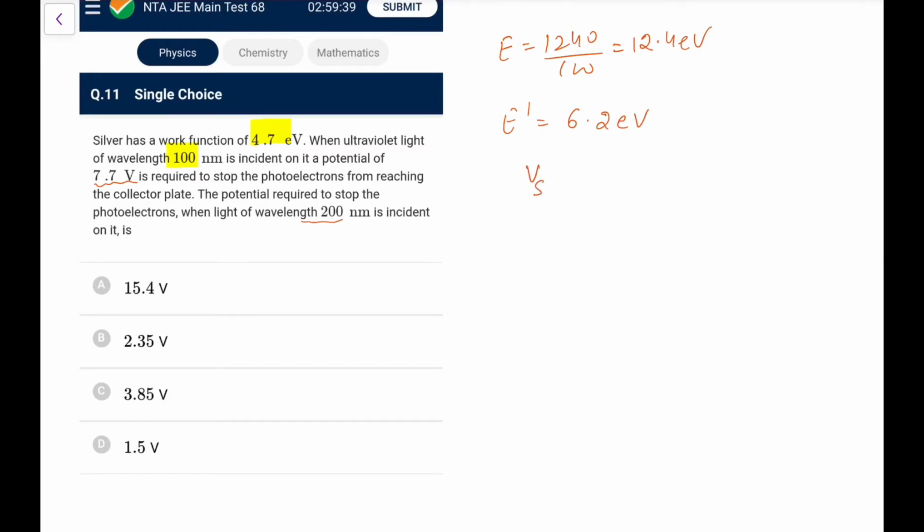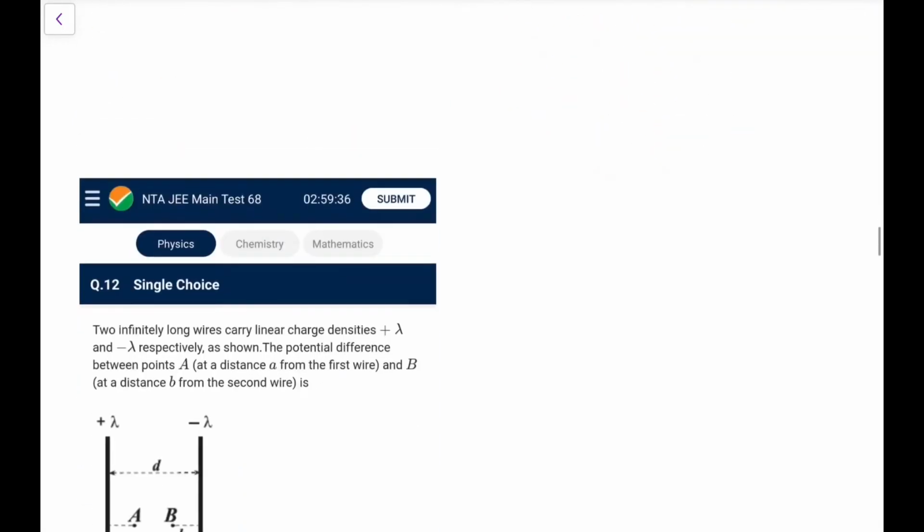So Vs required would be simply 6.2 minus 4.7 here. You can do that with Kmax and everything. So 12.75, this would be 1.5 volt. So again, a very simple question from this photoelectric effect theory.